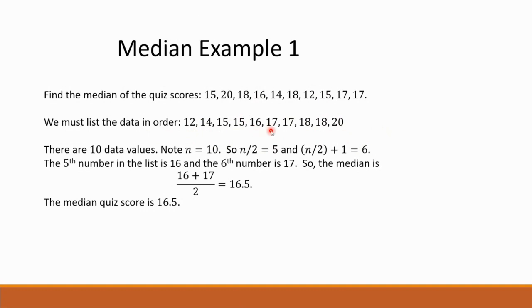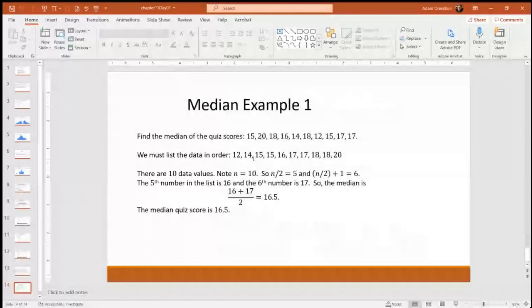So you have 16 and 17, and if you took the mean of those, you would get 16.5. So 16.5 would be the median quiz score. Notice that's not in the data set. That can happen. Okay, so that's what the median is. Again, there is some calculation involved, but it's not terrible. It just depends on how many data values there are.